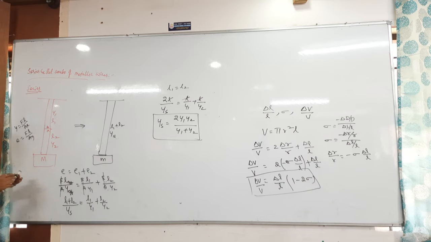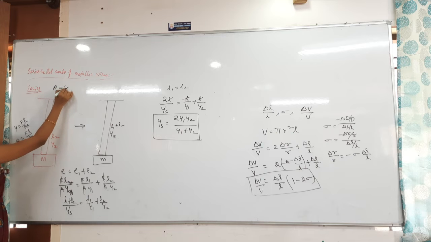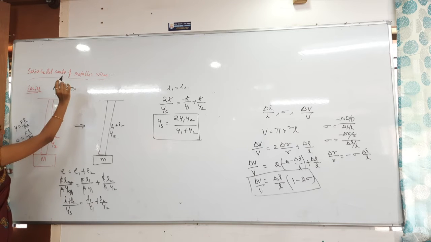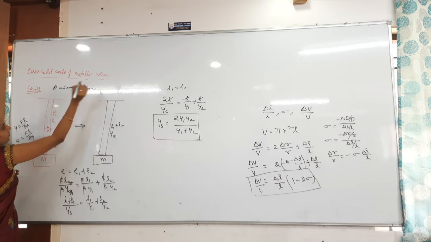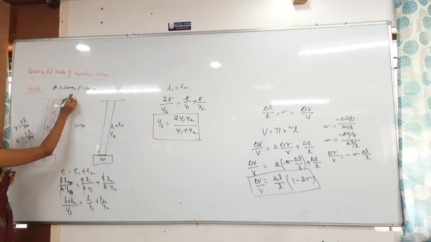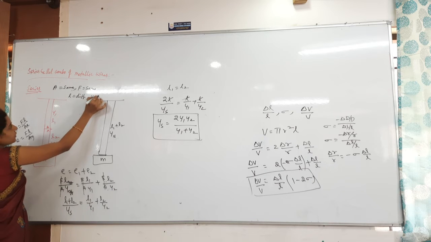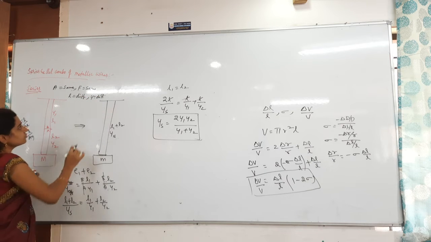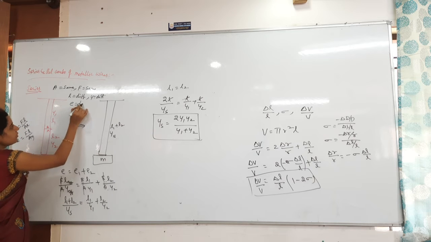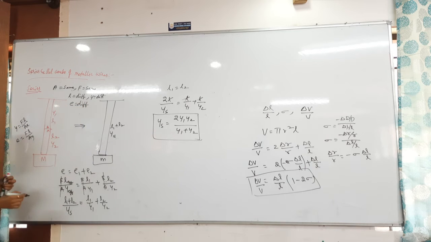So in series combination, you write on the top that the area should be the same, and then what should be the same again? Force. Force also the same, and then L is different, and Y is different. Elongation is different mainly. That is about the series combination.